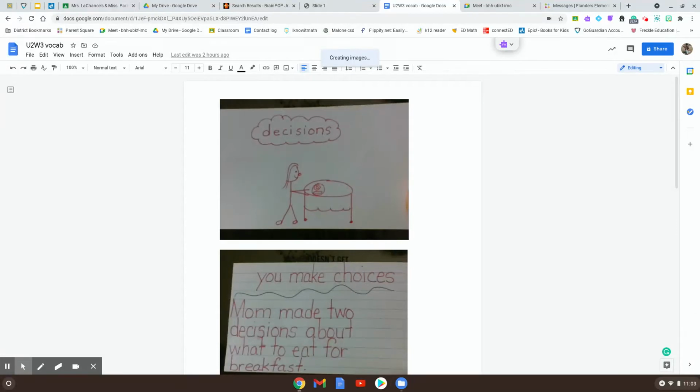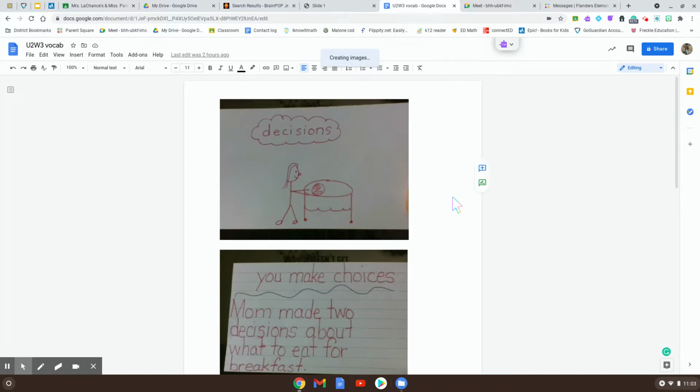You are going to need your 2 index cards today. We have 2 vocab words to do, and then we are going to be talking about prefixes today. So once you get your index cards out, your first one is going to be decisions.